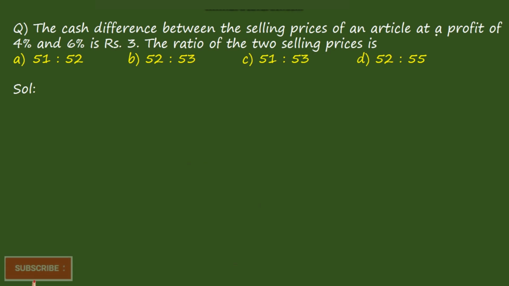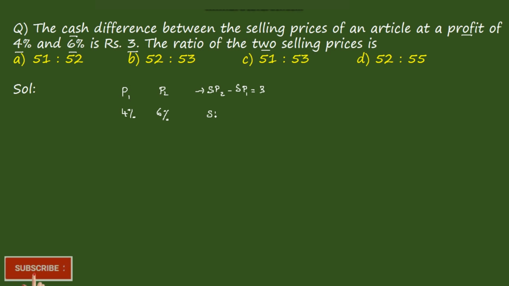The cash difference between selling price of an article at profit of 4% and 6% is 3. Find the ratio of the two selling prices. Okay. First, to understand the question. It is also a similar type of question. They're saying that the cash difference between the selling price of an article at profit of 4% and 6% is 3. Right. So there are two profits. It is profit 1 and profit 2. It is 4% and here it is 6%. The difference is given as 3. So it becomes SP2 minus SP1 is equal to 3. It has been given.